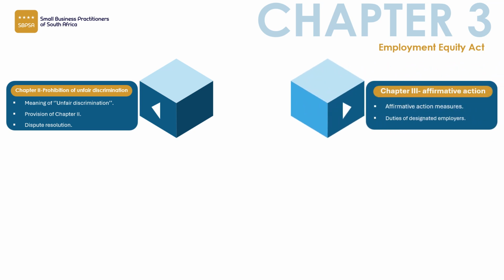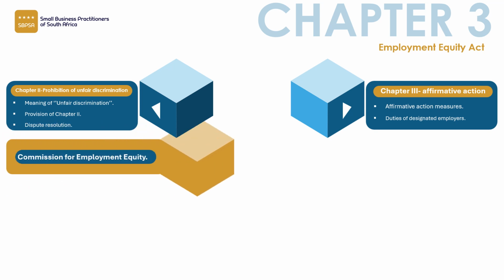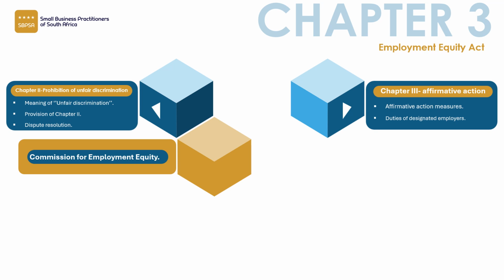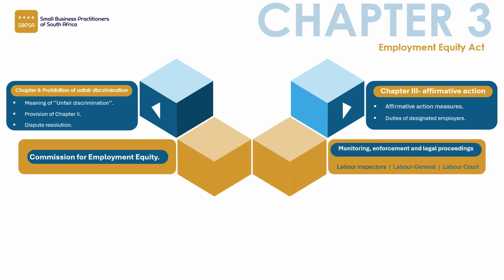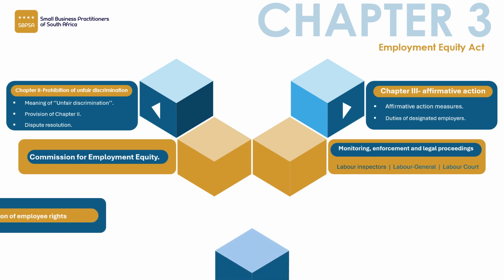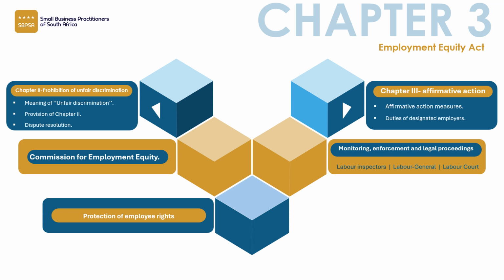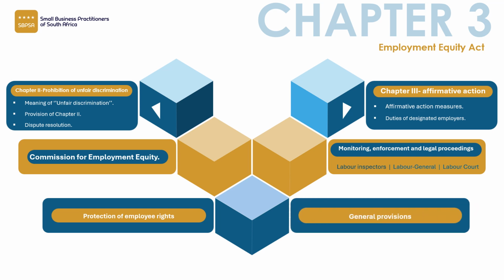Affirmative action. Here we look at affirmative action measures and the duties of designated employers. Commission for Employment Equity. Monitoring, enforcement, and legal proceedings. We cover labor inspectors, the Director General, and the Labor Court in this section. Protection of employee rights. Then we conclude it with general provisions.